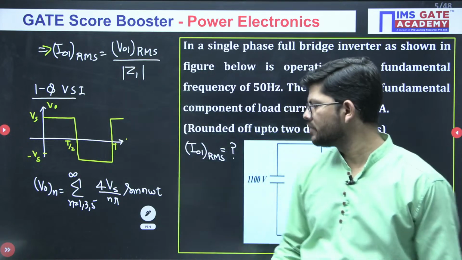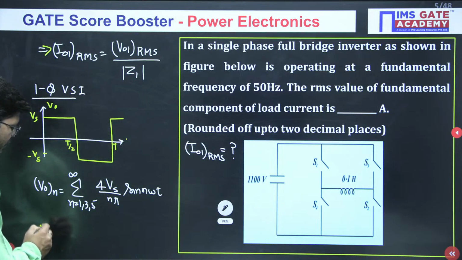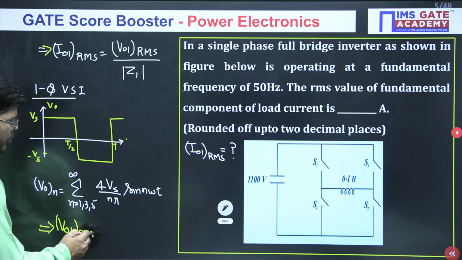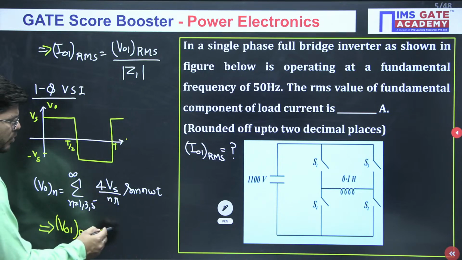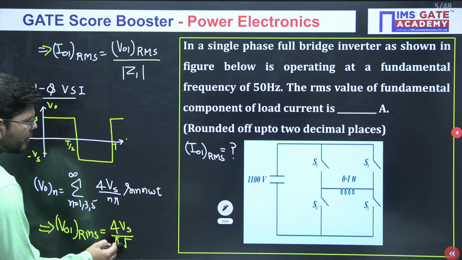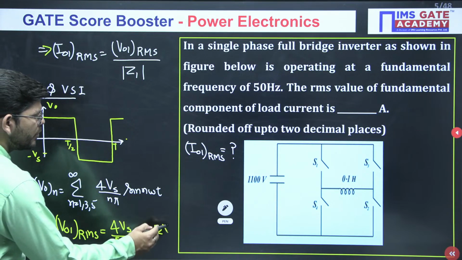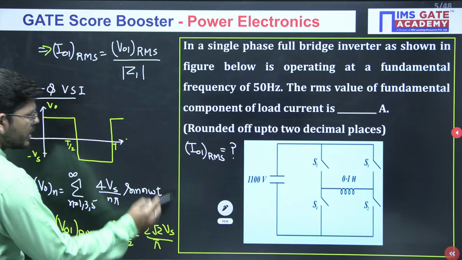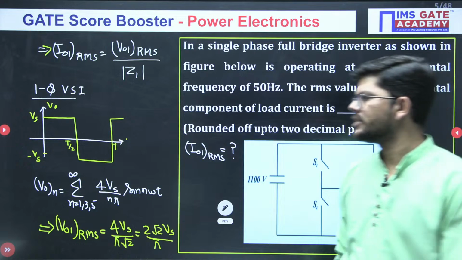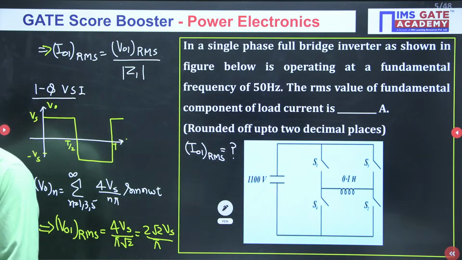We need the fundamental RMS voltage. So what will be the fundamental RMS voltage from here? For the fundamental, you have to pick n equals 1 here. So it will be 4 Vs over pi, and for RMS you have to divide it by root 2. So you may write it that it will become 2 root 2 Vs over pi. This will be the fundamental RMS voltage. Very good, Nimesh.